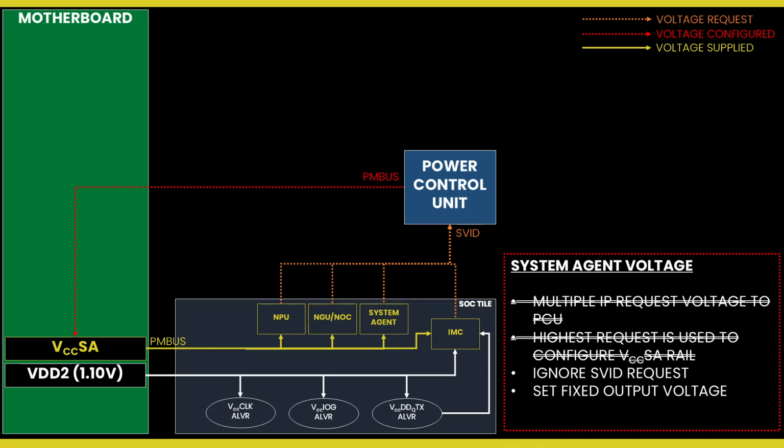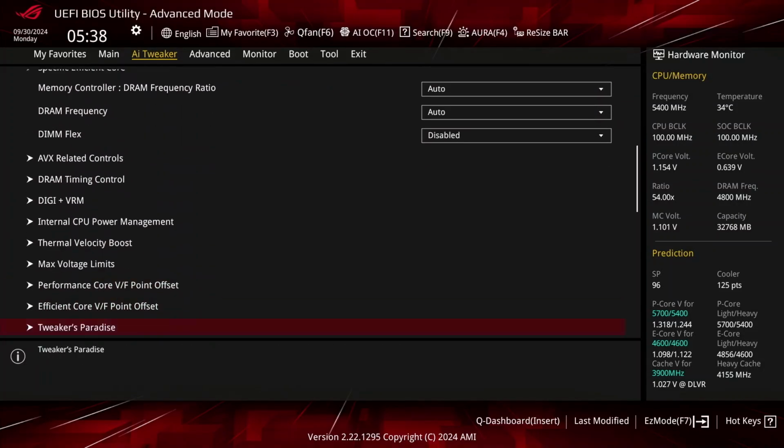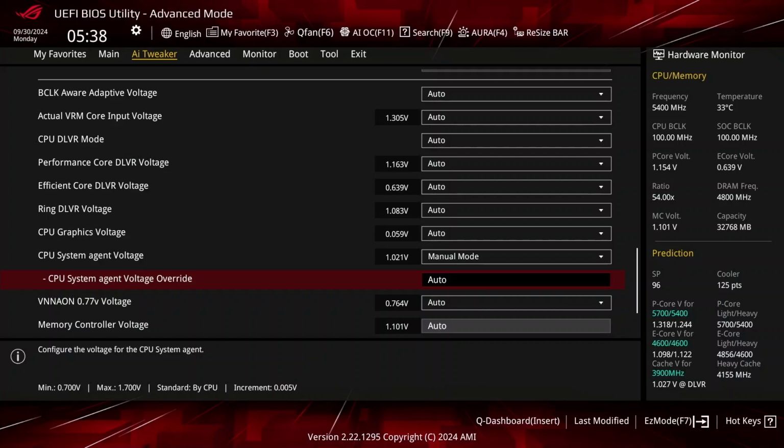This approach is a very traditional way of overclocking, whereby you set a fixed output voltage and then use the appropriate VRM load line setting, if available, to reduce the operating voltage in higher load scenarios. In the ASUS ROG BIOS, you can configure the VCCSA voltage rail in the AI Tweaker menu by configuring the CPU system agent voltage in manual mode.